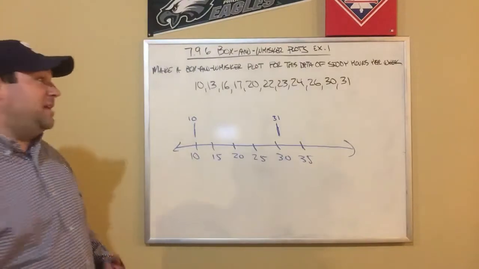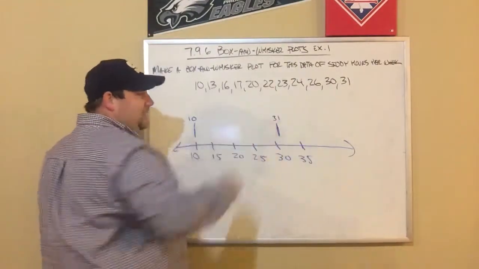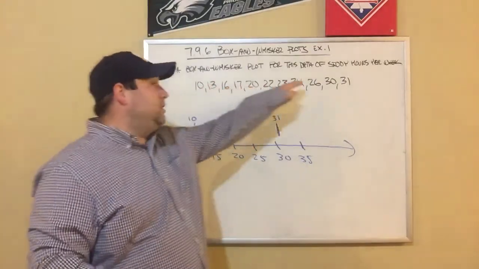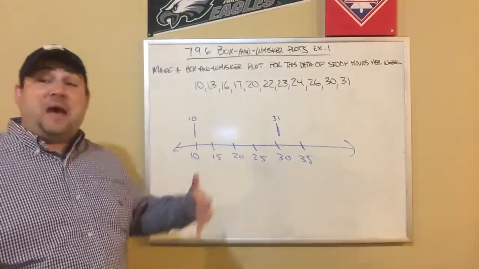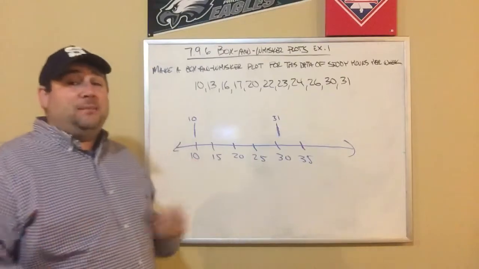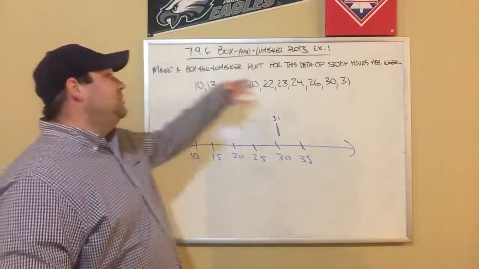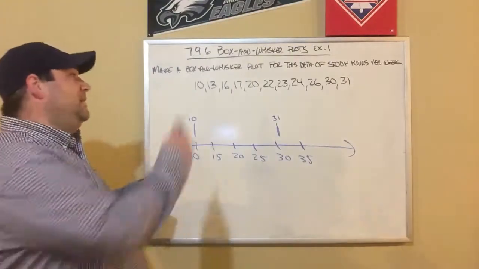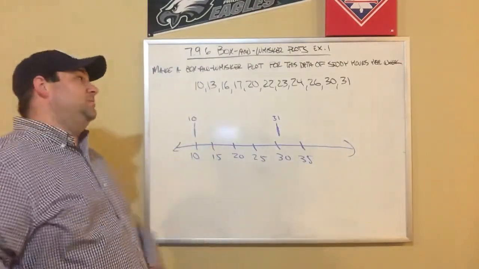Next, I'm going to find my median. Now, we're lucky that these are all numbered in order. Sometimes you might be given a problem where they're not in order from least to greatest. If they're not, you have to do that first. You cannot make a box and whisker plot without that. I put them in order from least to greatest just to save time in making this video, so you didn't have to watch me do it.